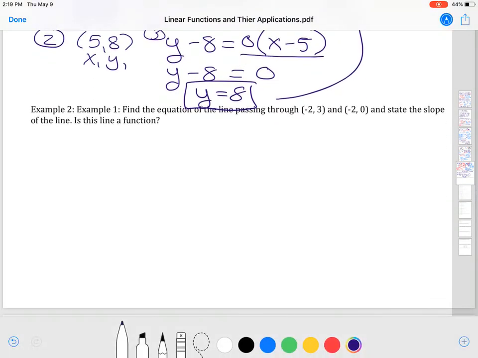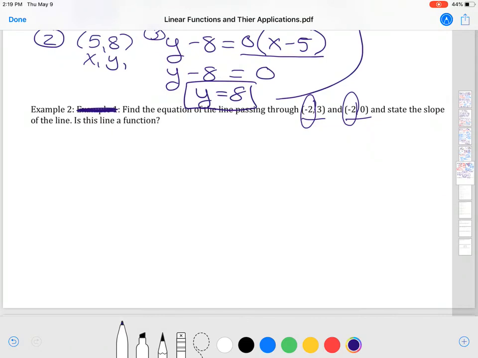Okay, in example 2, it says, whoops, I have example 1 in there. I must have cut and pasted and forgot to take that out. In example 2, it says, find the equation of the line that passes through (-2, 3) and (-2, 0) and state the slope. Now, if you notice, I have the other special case of a vertical line.